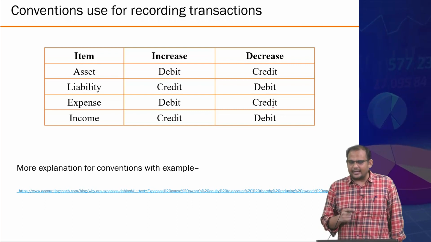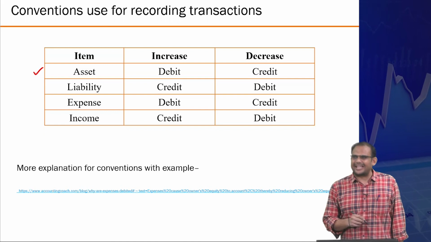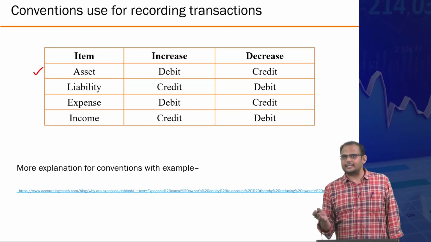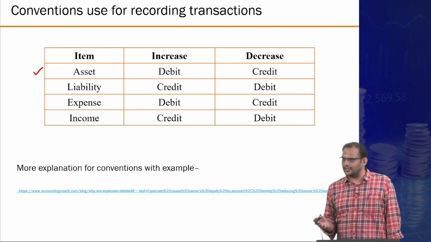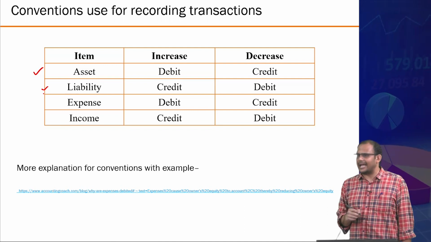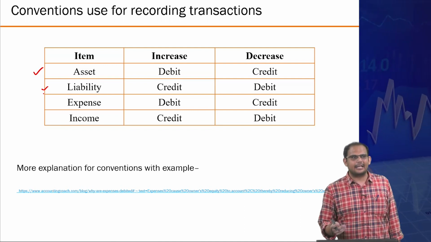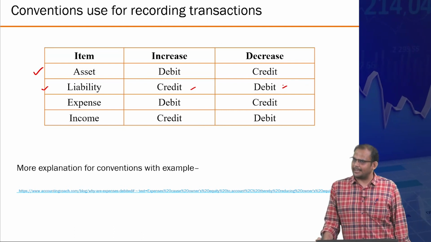And in that we had this kind of a convention that we were discussing, that if your account is of asset type, an increase in this would be on the debit side, while a decrease in this would be on the credit side. Similarly, if your account is of the liability type, an increase in liability goes to the credit side, but a decrease in liability goes to the debit side.